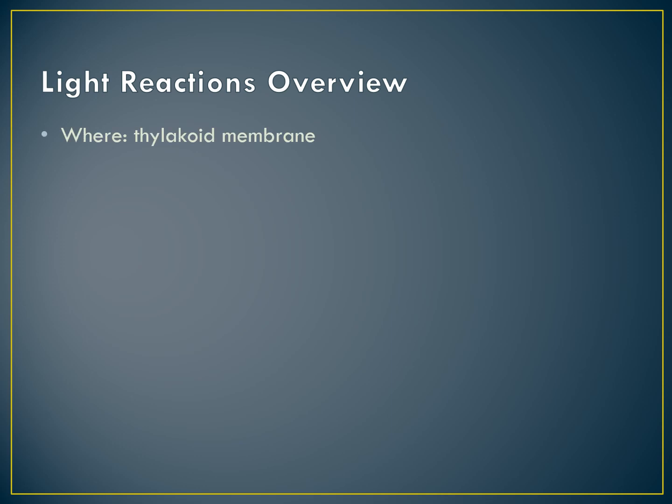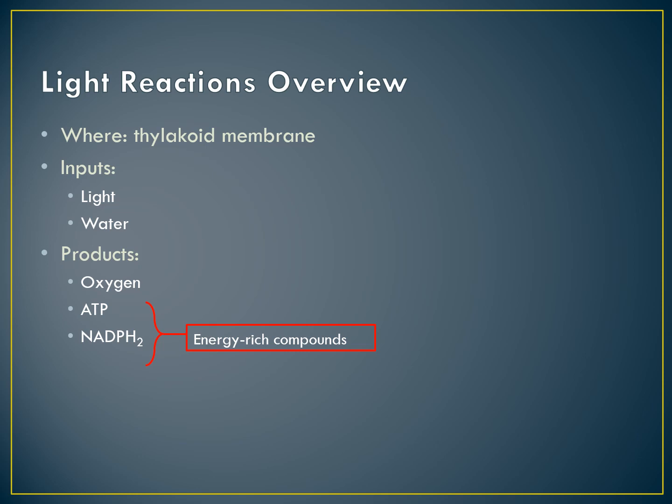So the light reactions of photosynthesis occur in the thylakoid membrane, so the membrane of one of those little poker chips. The inputs into the light reaction are light and water, and the outputs or products of the light reaction are oxygen and two energy-rich compounds called ATP and NADPH. Now think of ATP and NADPH as energy-rich chemical compounds that plants can use to do work, to build things, to make things, using the energy of those two compounds.